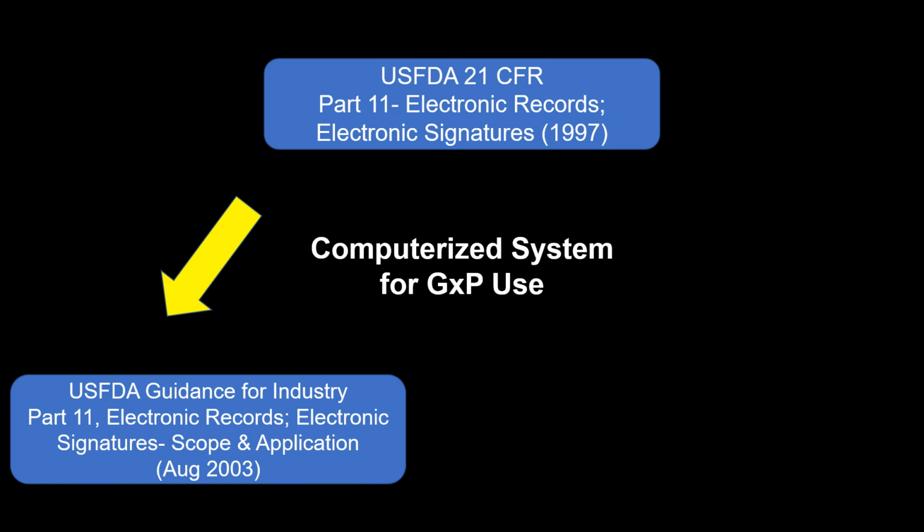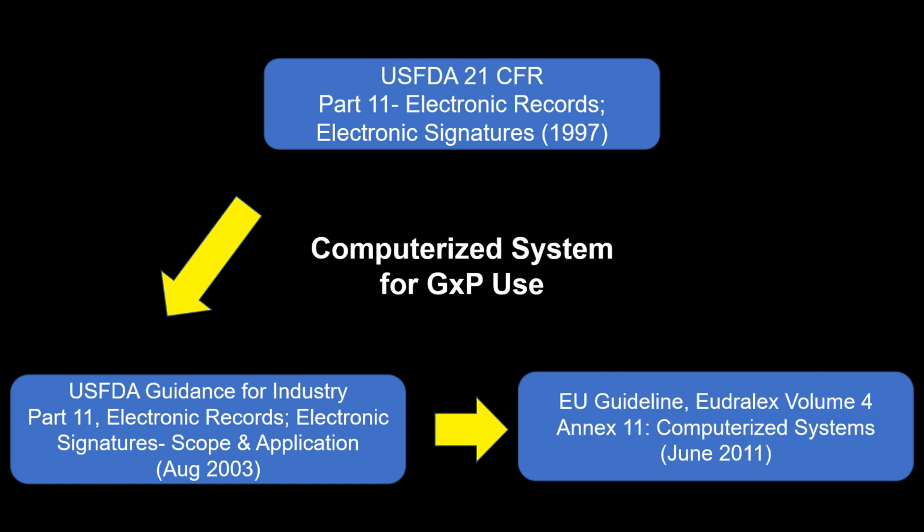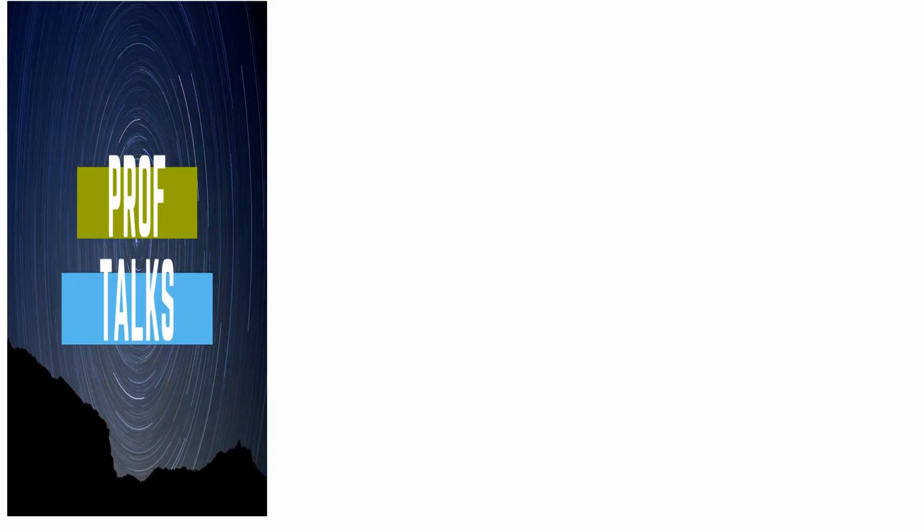This is a guidance for industry and it has been published to give more clarification on the regulation of Part 11. There's one more, the EU guideline of EudraLex Volume 4, and there is Annex 11 for the computerized system, which was issued in June 2011. We'll review this EudraLex Volume 4 in some other presentation. Today we'll be focusing on the US FDA 21 CFR Part 11 and the guidance for industry for the same.